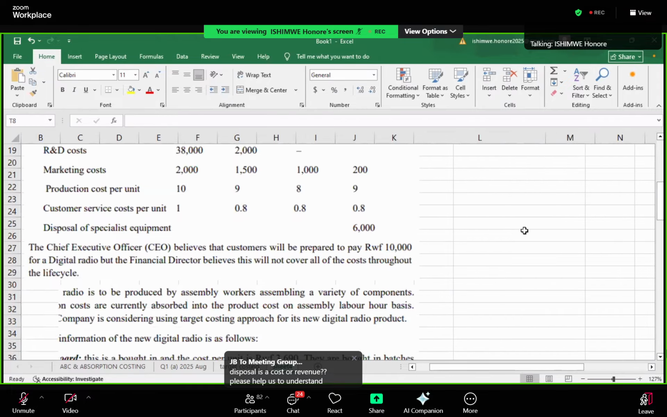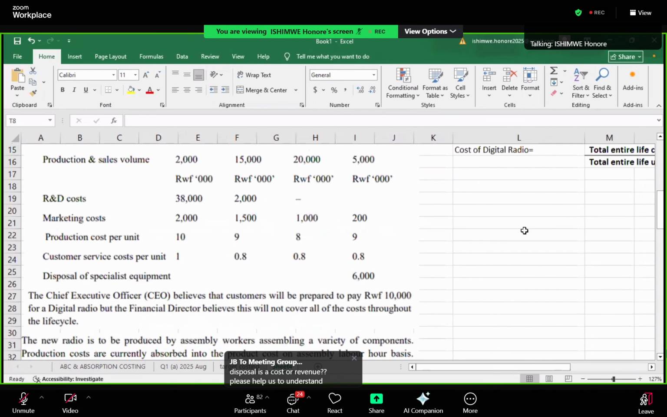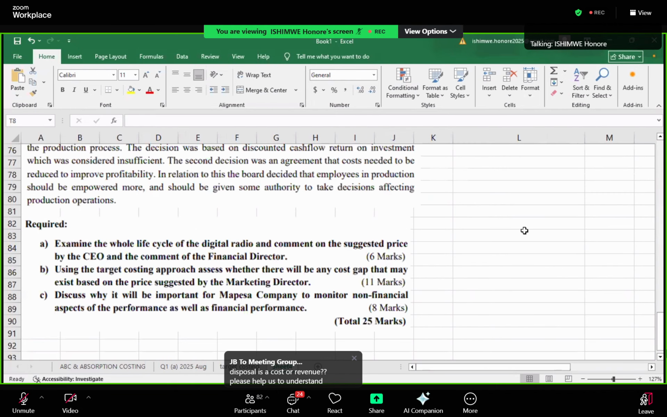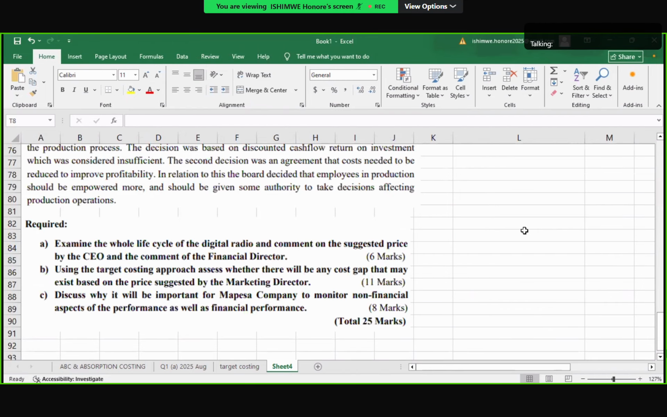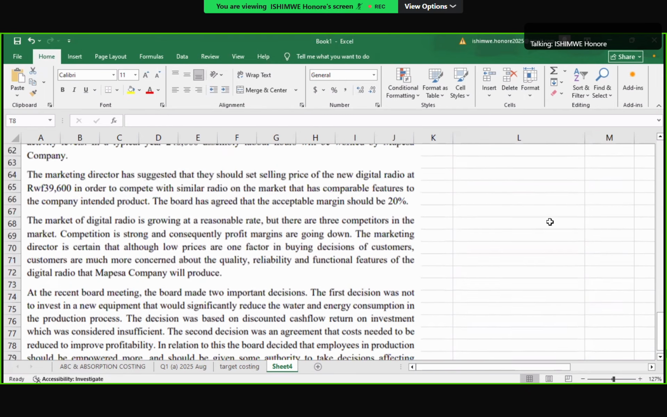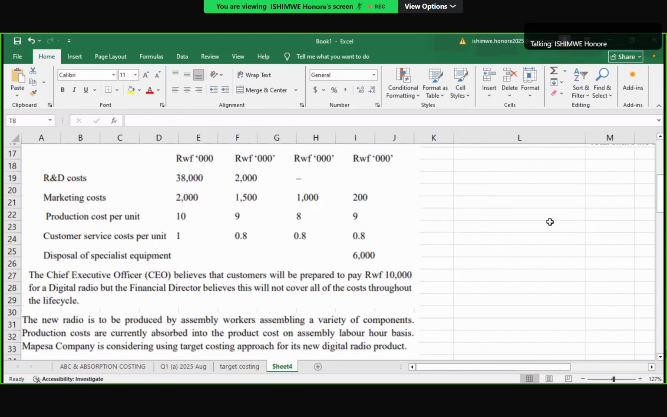Look, the requirement was saying, if you remember, to examine the whole life cycle of the radio and comment on the suggested price by the CEO and the comment of the financial director. We are examining the life cycle of the digital radio, and we want to comment on the suggested price. So what was the price in question? That's what we are talking about.